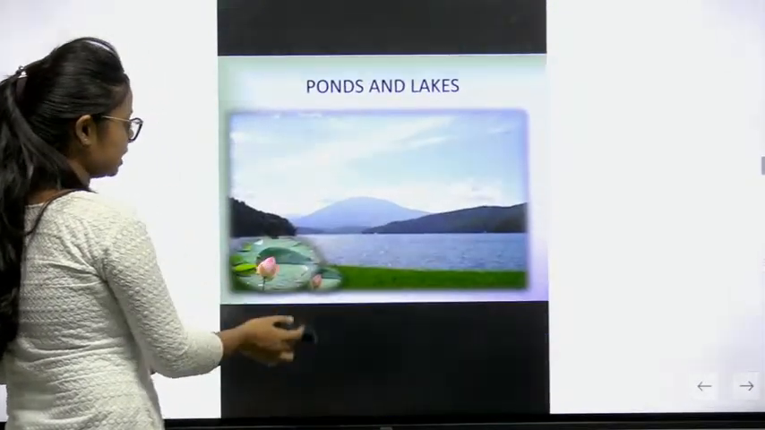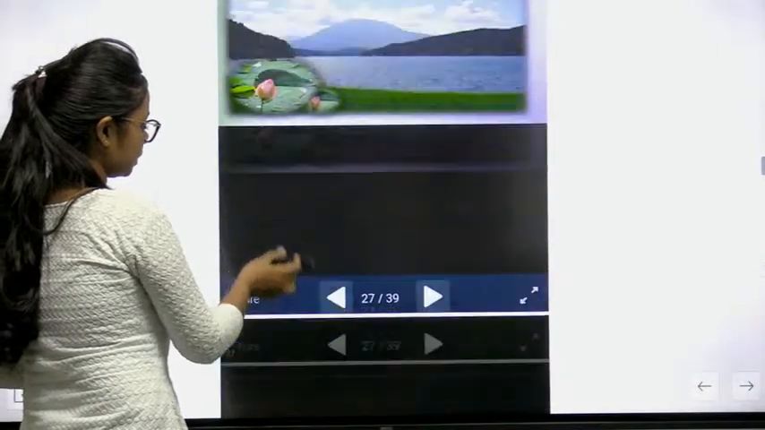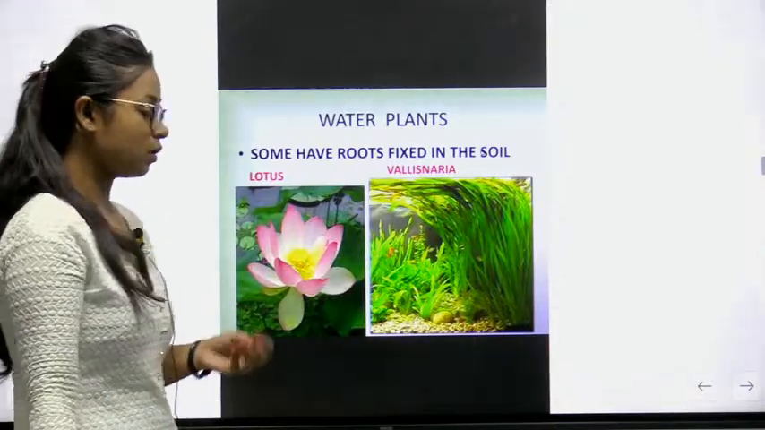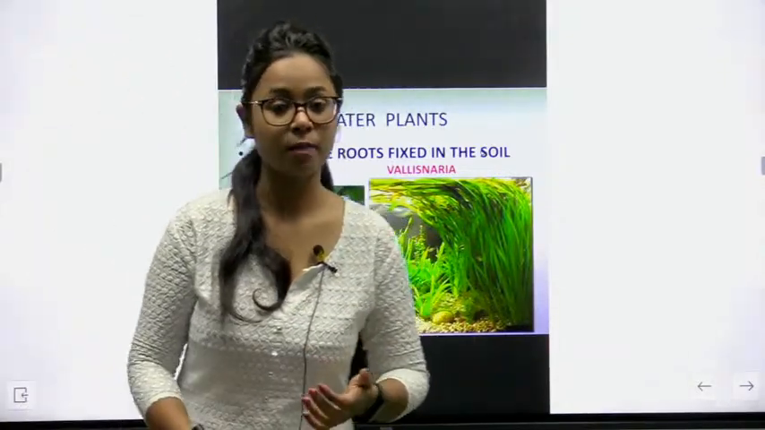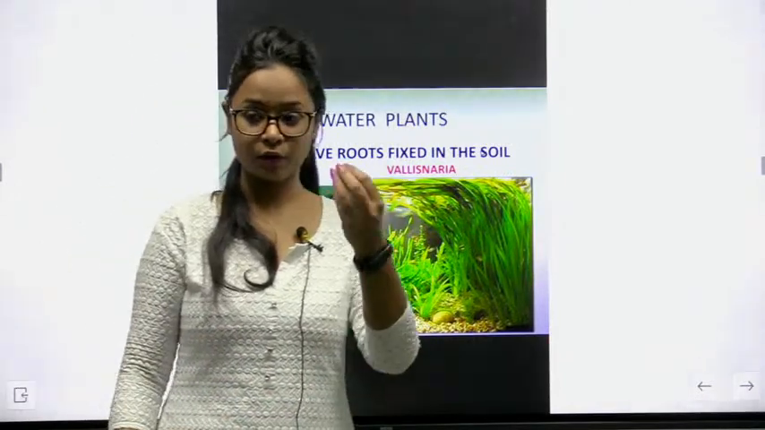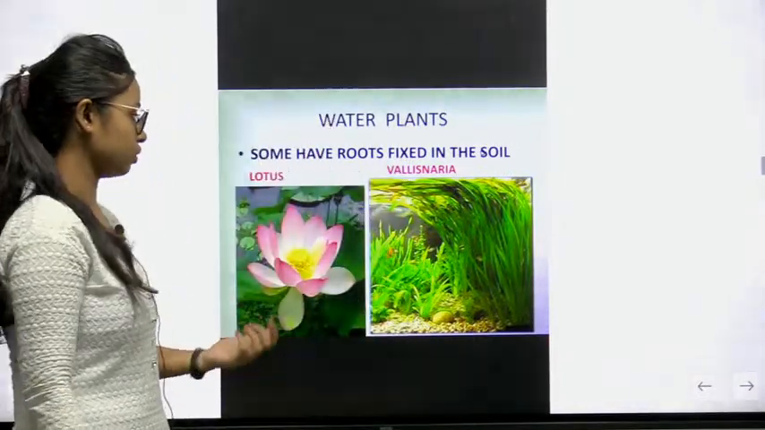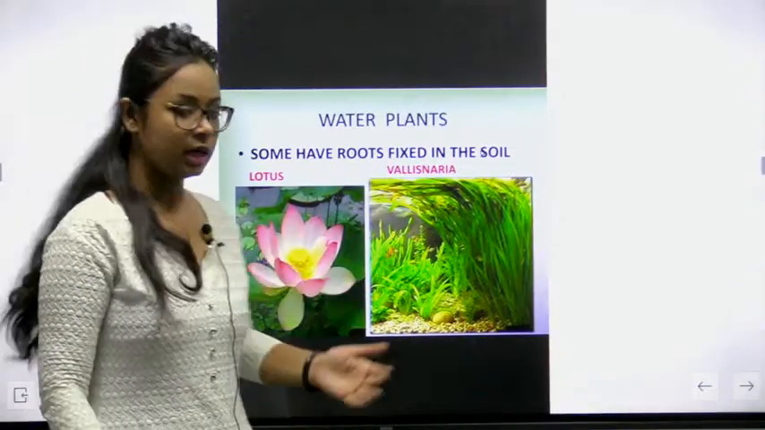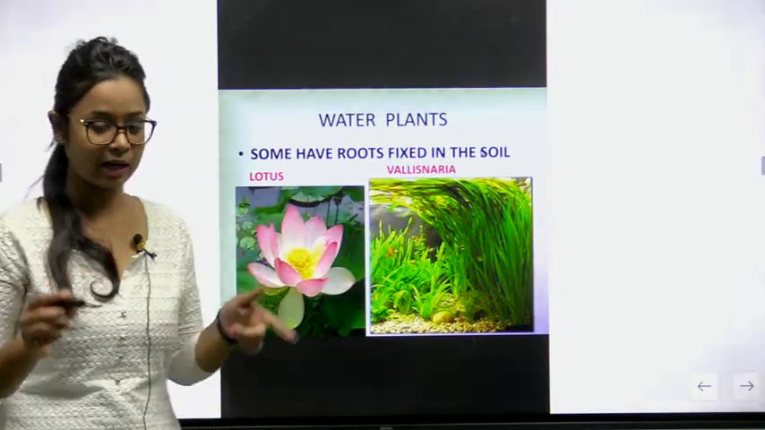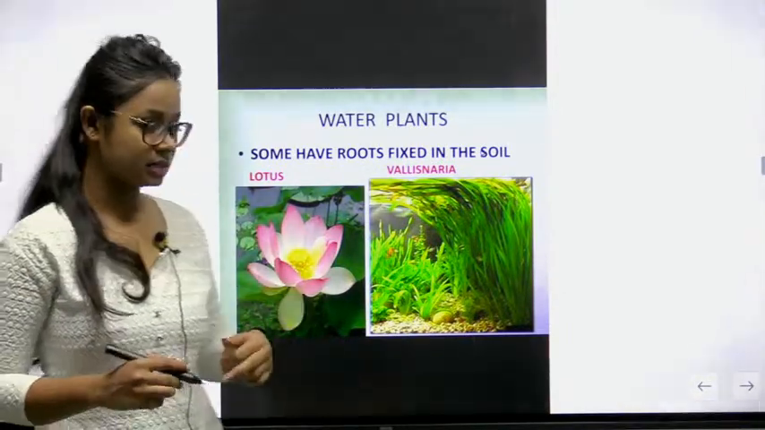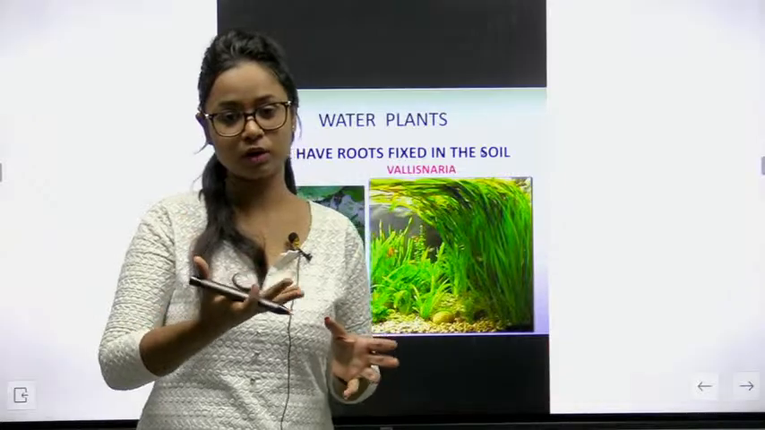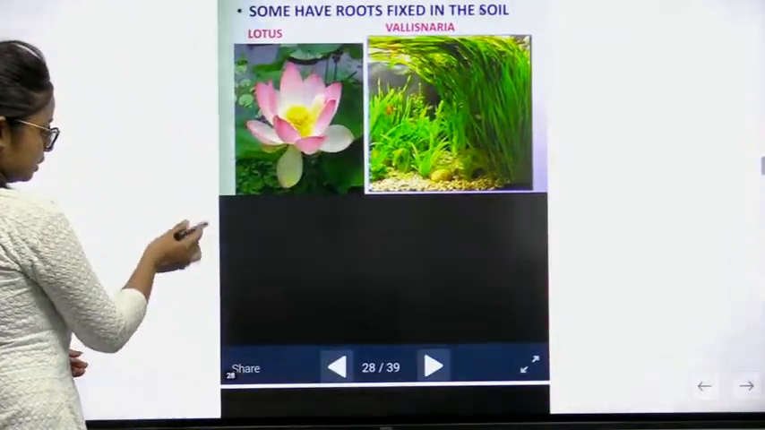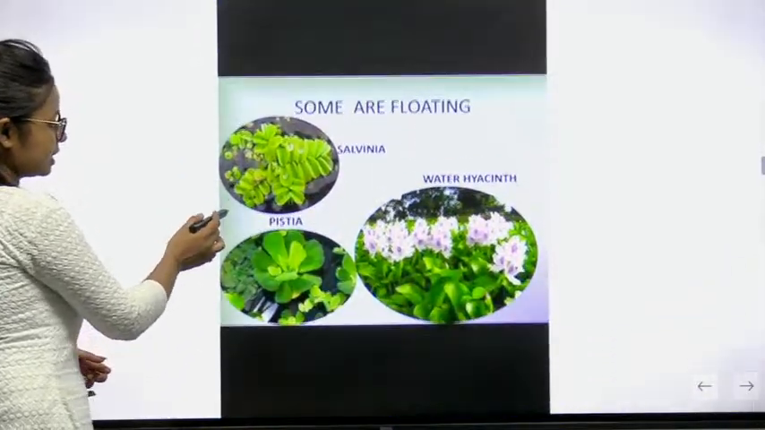Now ponds and lakes. If we talk about ponds and lakes, what are the other aquatic plants? That is lotus and Vallisneria. Now how do they live? You all know that all plants need soil. Their roots are fixed deep down in the soil. Also the leaves of these plants are in a boat-like manner, and they float on water. Clear? These are the floating plants.